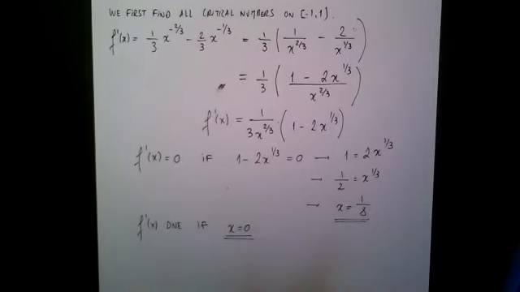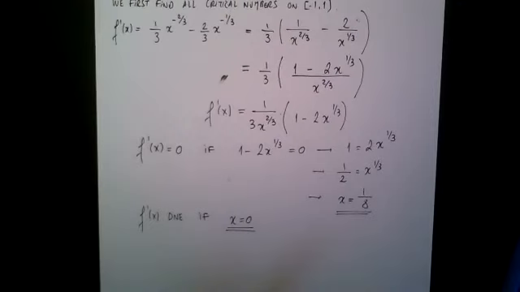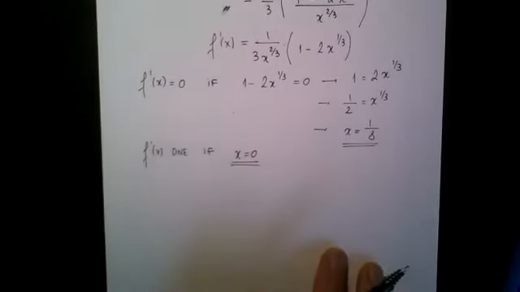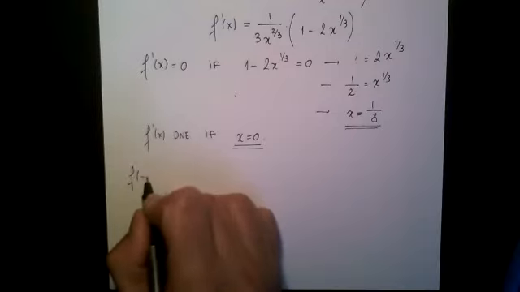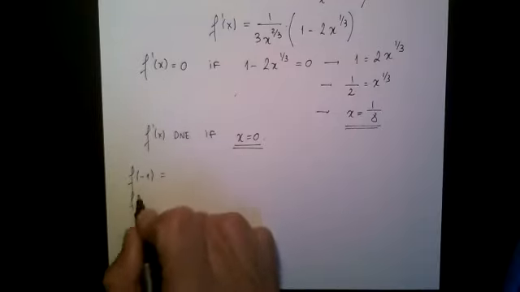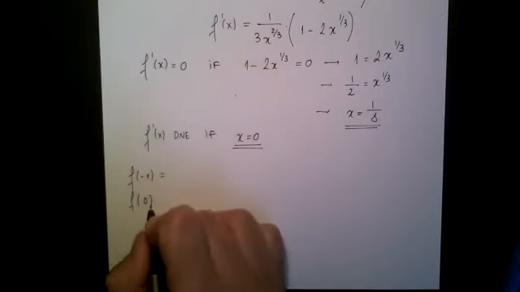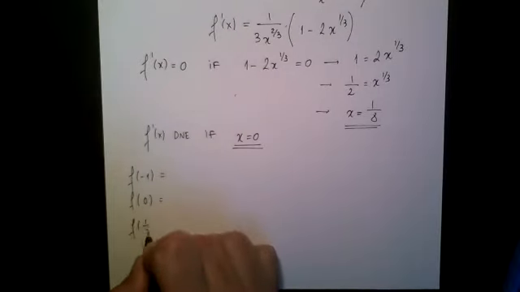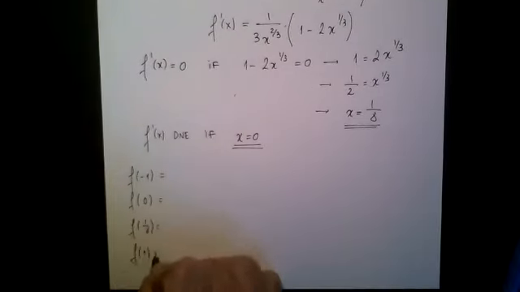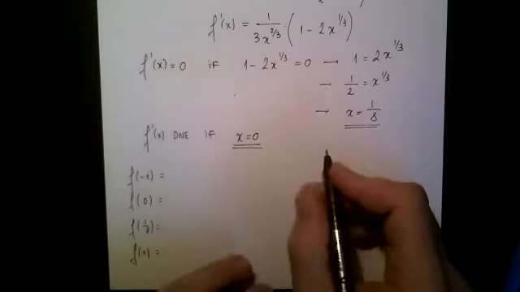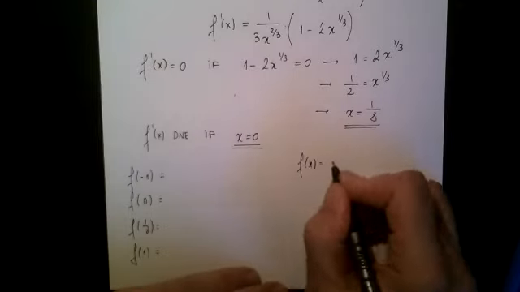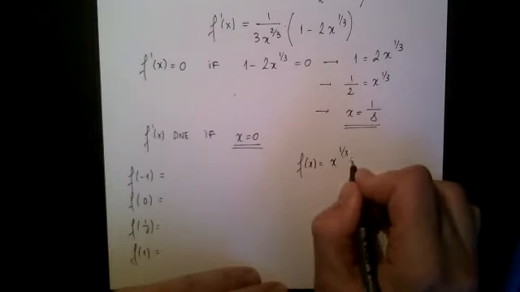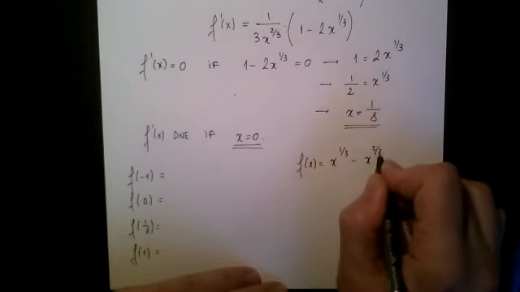Okay, so now at this point, the only thing we need is we were looking for the absolute max or absolute min. So we're going to evaluate the function at my endpoints and at my critical values, 0, 1 over 8, and at 1. Okay, so I'm just going to rewrite the function here. f of x is x^(1/3) minus x^(2/3).